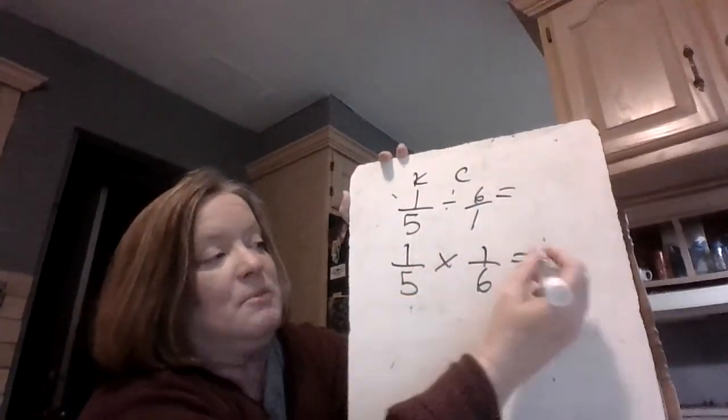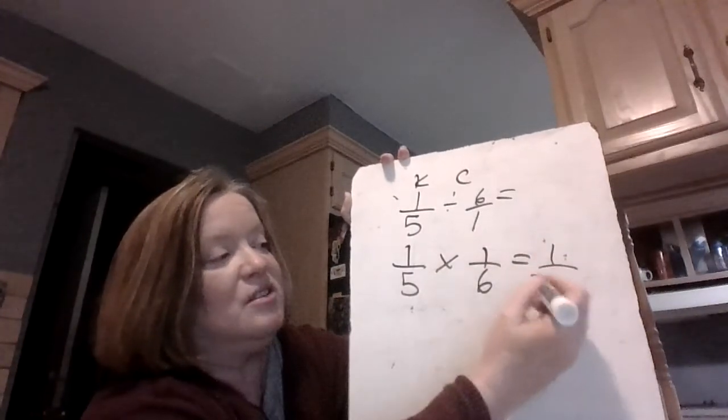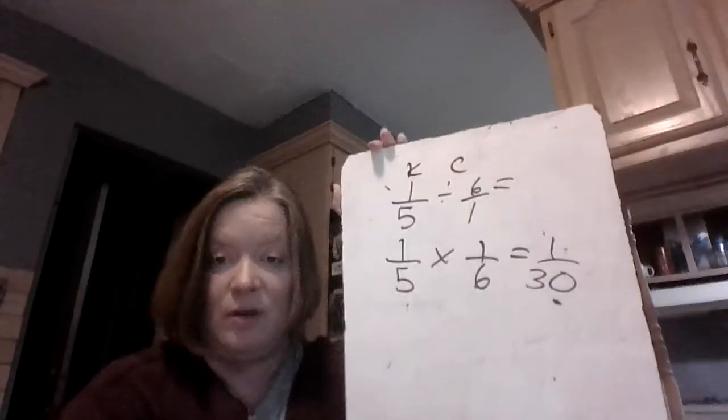Multiply my numerators. 1 times 1 is 1. 5 times 6 is 30. My final answer here is 1/30.